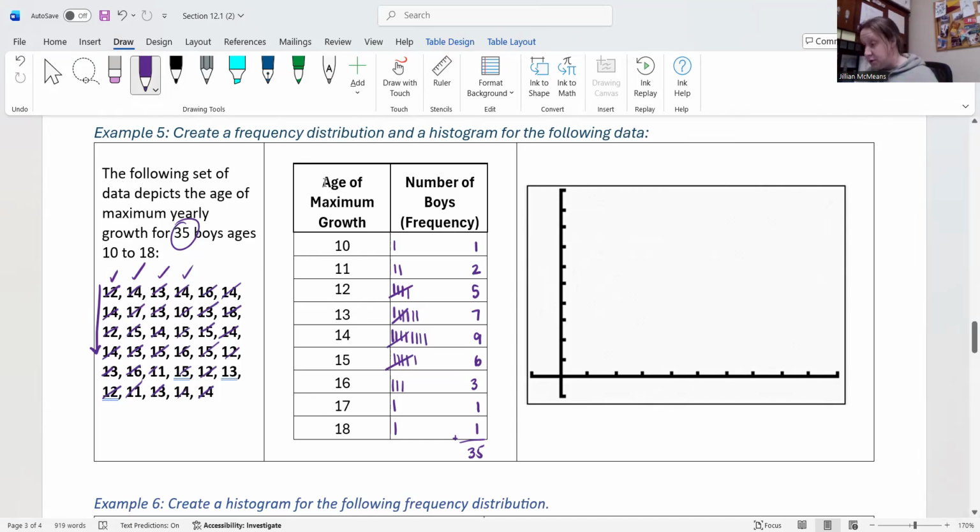Now for the histogram. The way you do a histogram is that the y-axis is going to be the frequency, and the x-axis is going to be the different intervals or classes that we have. In this case, we're looking at kids at age 10, 11, 12, 13, 14, 15, 16, 17, and then 18. I'm going to title my x-axis age of growth spurt instead of age of maximum growth.